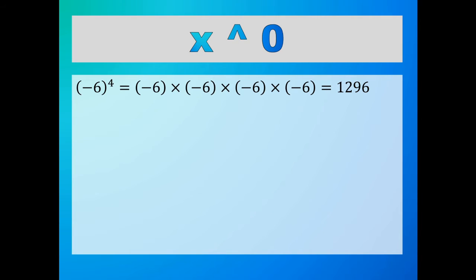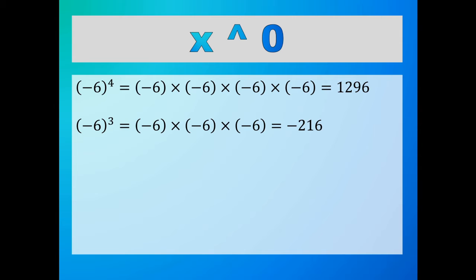Negative 6, and that to the 4th power. What is that? Well, that is equal to 4 negative 6's being multiplied together. And so that is negative 6 times negative 6 times negative 6 times negative 6. Now in a previous set of videos called Multiplying and Dividing Positive and Negative Numbers, I explained that if you multiply negative numbers and you have an even number of negative signs, that means that the answer is positive. So the answer is positive 1,296.